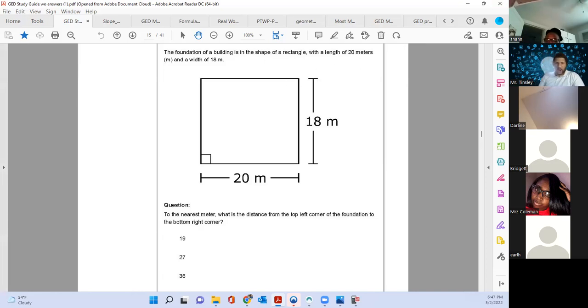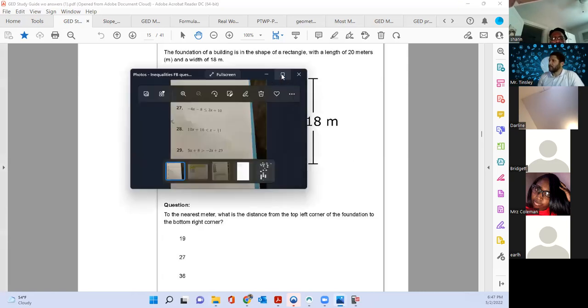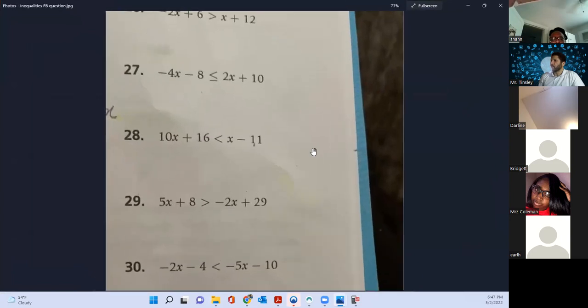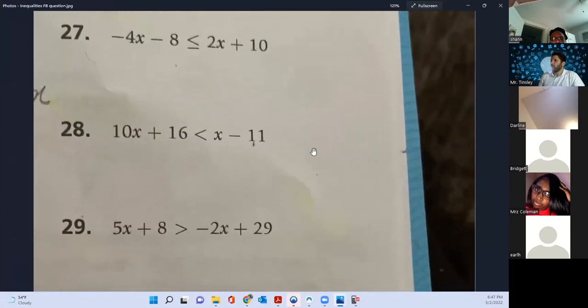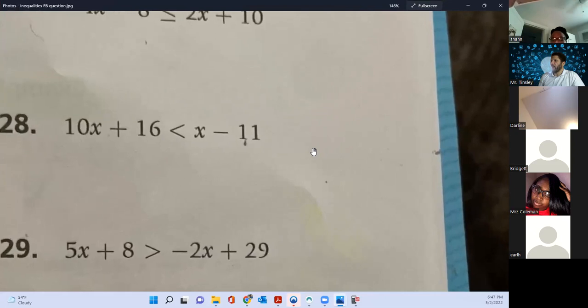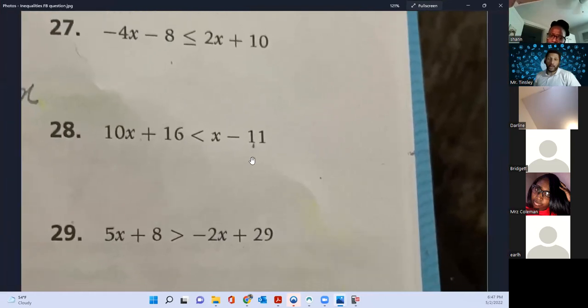All right. So is there one more that I saw? Hold on. So the reason why I'm using these is because I had 3 to 4 different people ask about inequalities. Yes, that's a tough one.